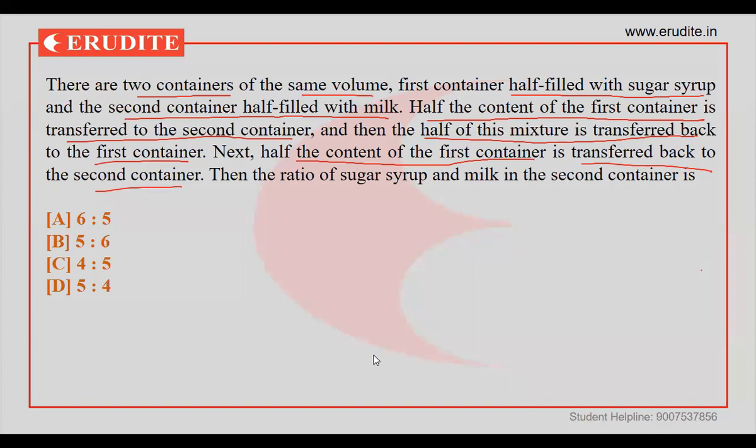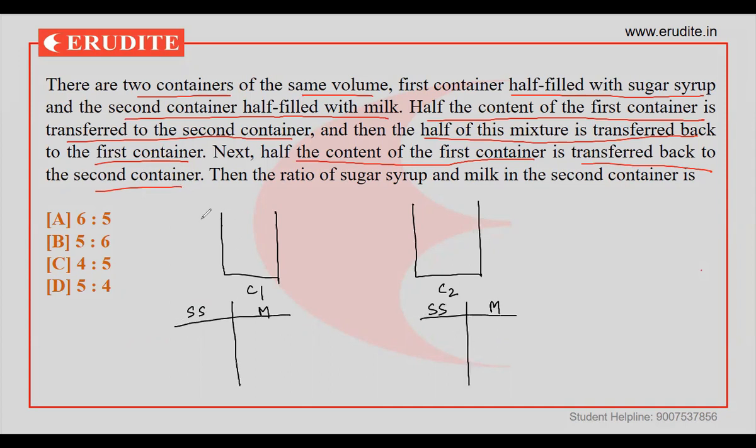So guys, what they're basically saying is there are two containers of the same volume, container 1 and container 2. The first contains only sugar syrup and the second contains only milk, right? So I'm taking sugar syrup and milk here as well. There are multiple halves being transferred: half from the first container to the second, then half from the second back to the first, and then again half from the first to the second. So there are three times that a half is given. So these are fractional values.